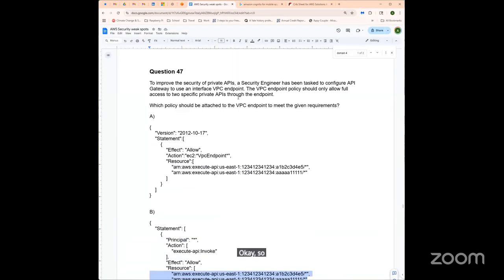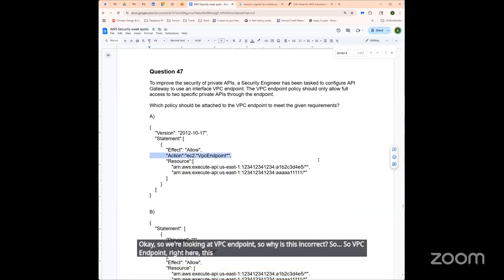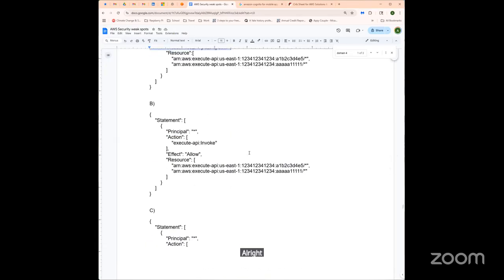Okay, so we're looking at VPC endpoint. So why is this incorrect? So VPC endpoint right here, this is for managing the endpoint resource, right? Create, delete, whatever. And it doesn't allow control to the API invocation, so it's irrelevant. All right. So the specific ones here.